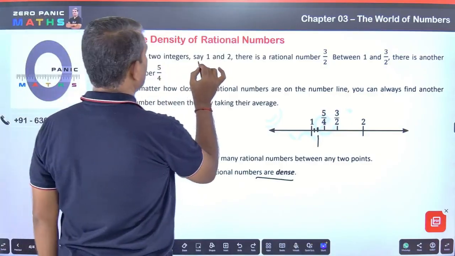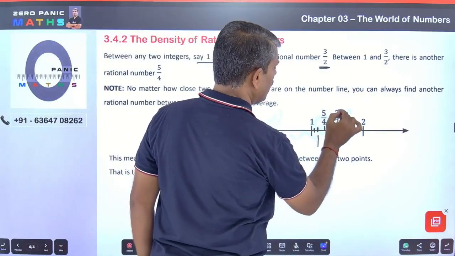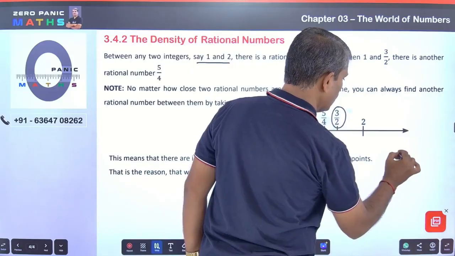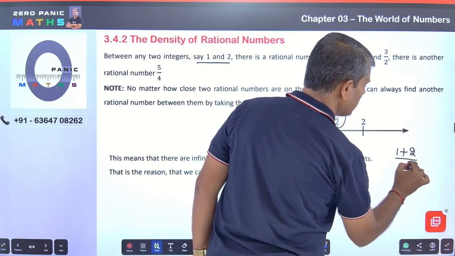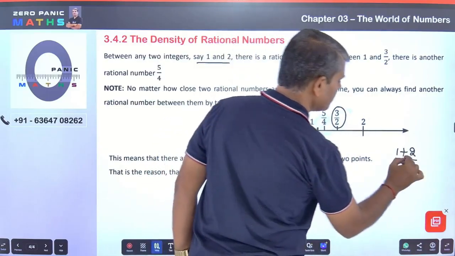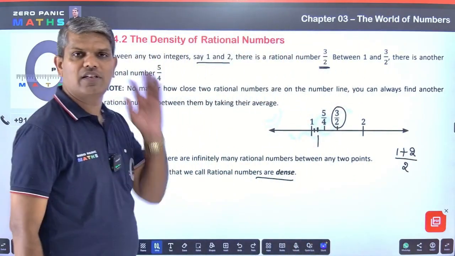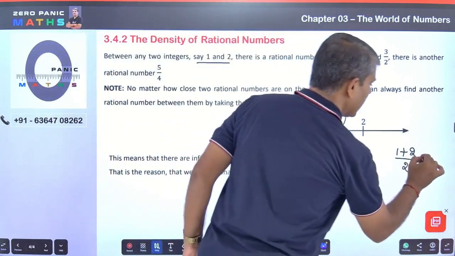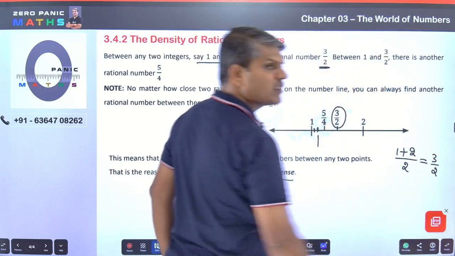Between any two integers, say 1 and 2, there is a rational number 3 by 2. First of all, you found 3 by 2. How did you find 3 by 2? You have taken the average between the two numbers. So between 1 and 2, it is 1 plus 2 divided by 2. How are you taking the average? Average is adding the two numbers and dividing by 2. So taking the average of 1 and 2, you found that there is one value, 3 by 2, between 1 and 2.